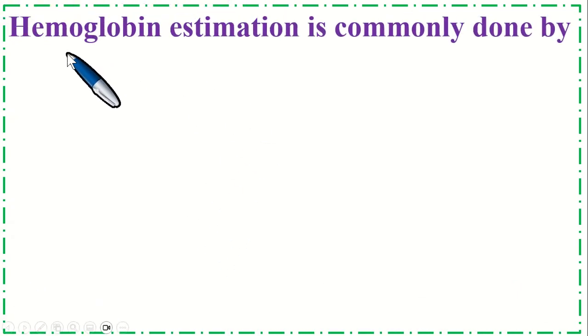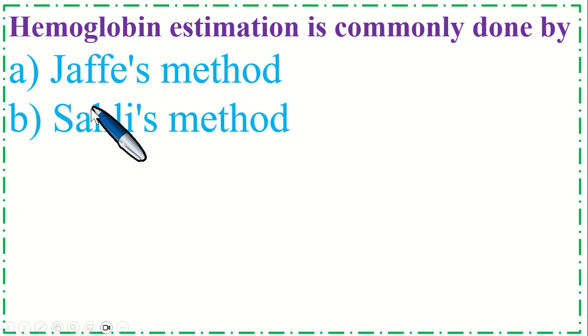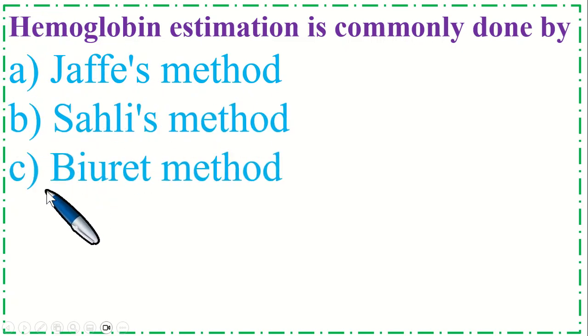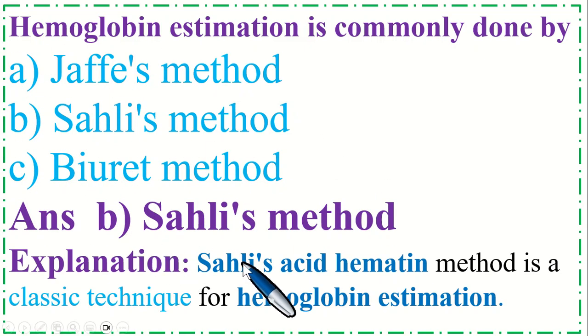Dear students, the hemoglobin estimation is commonly done by option A Jeffries method, B Sahli method, C Biuret method. So the correct option is B, Sahli method. Sahli acid hematin method is the classic technique used for hemoglobin estimation.